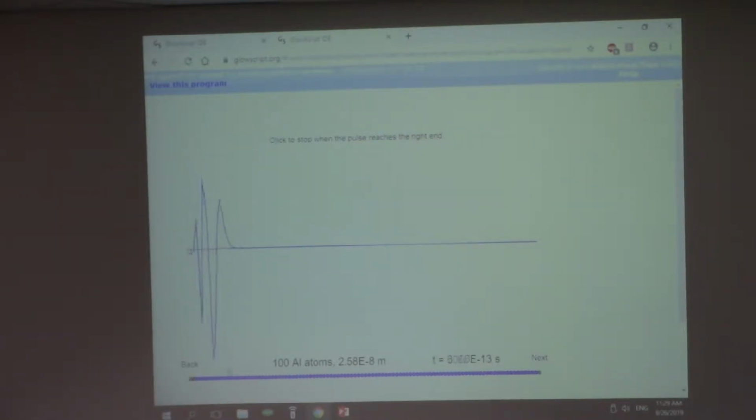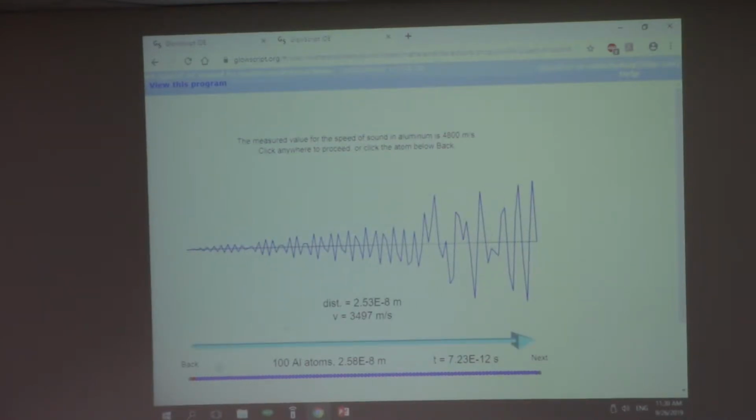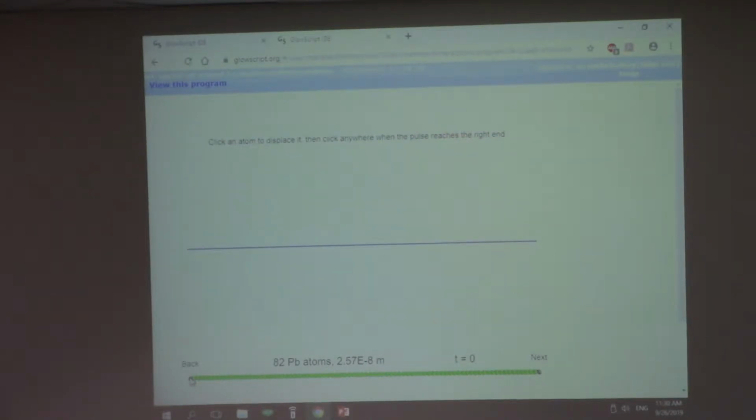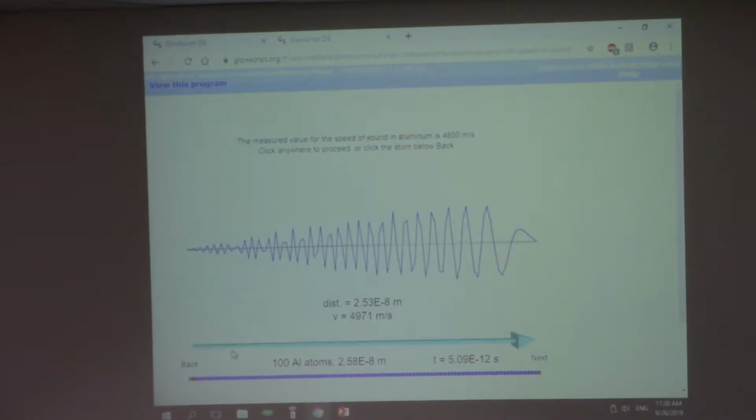So let's go. Not there, not there, not there. Now, whoa, okay, that didn't get that click. Let's try that again. There we go. Let's try again. There we go.